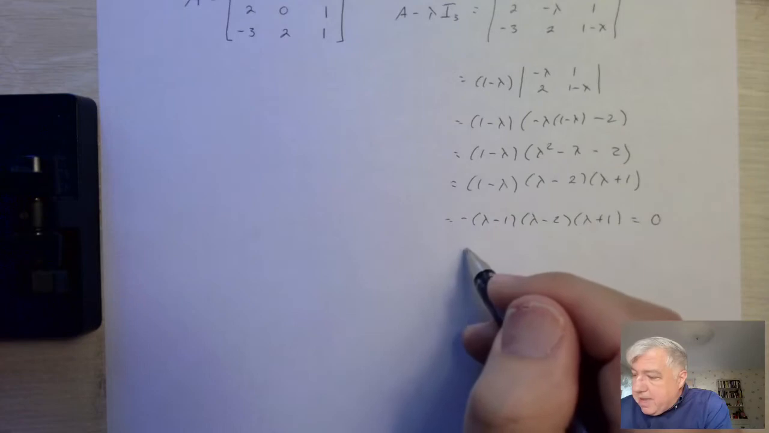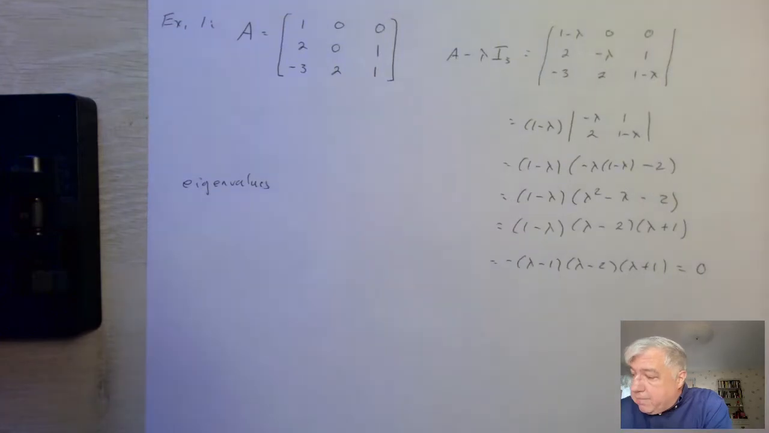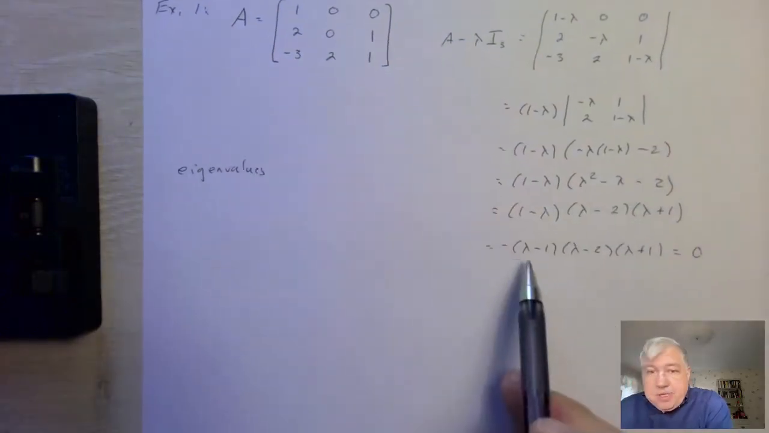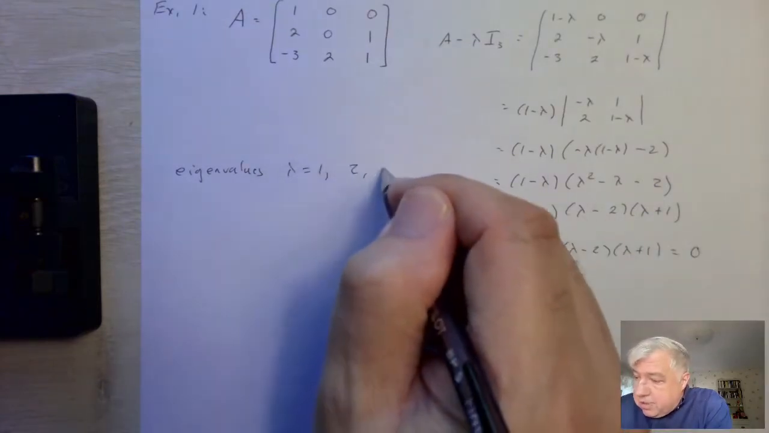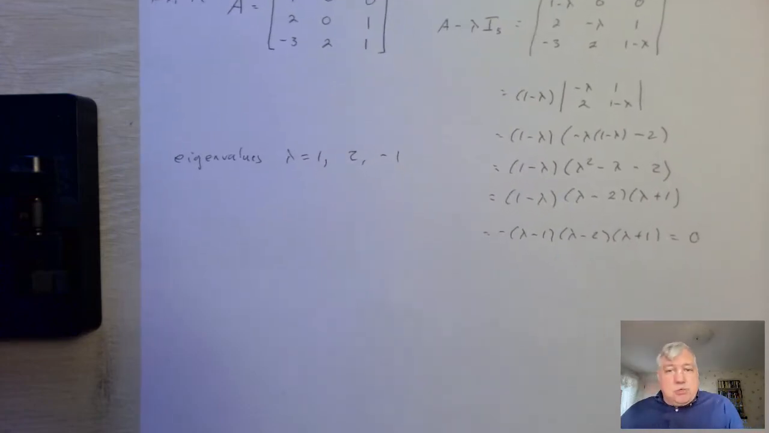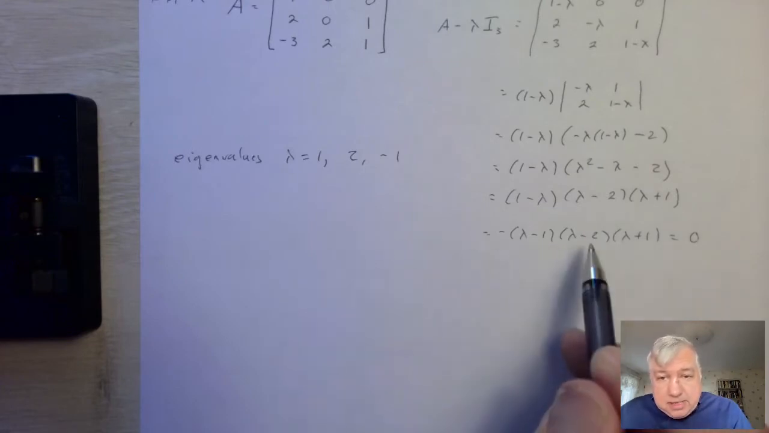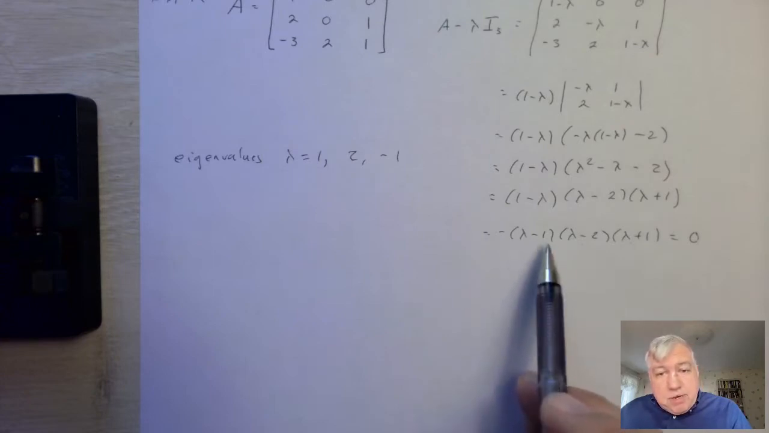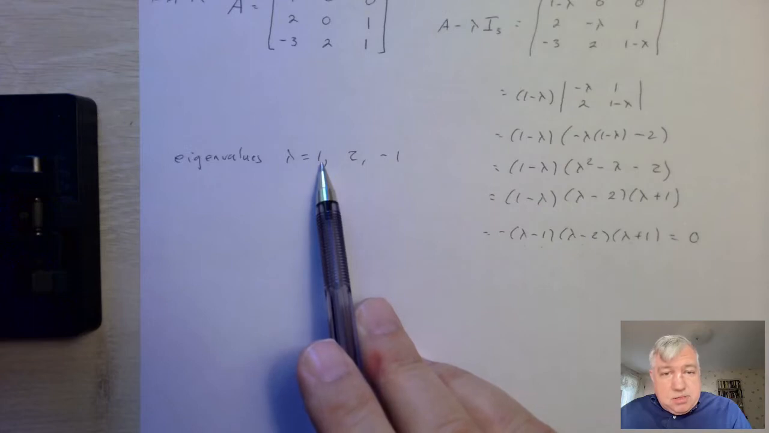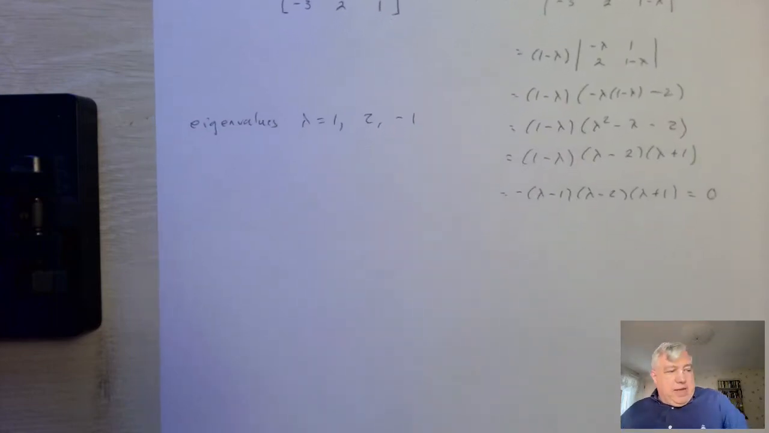We can see that the eigenvalues will be found by setting each of these factors equal to 0. We get lambda equals 1, 2, and negative 1. We can also see that the algebraic multiplicity of each eigenvalue is 1, because that's how many times each factor appears. Lambda minus 1 only appears once. So the algebraic multiplicity of this is 1, and so is this, and so is this. They're all 1. Now let's find the eigenspaces.